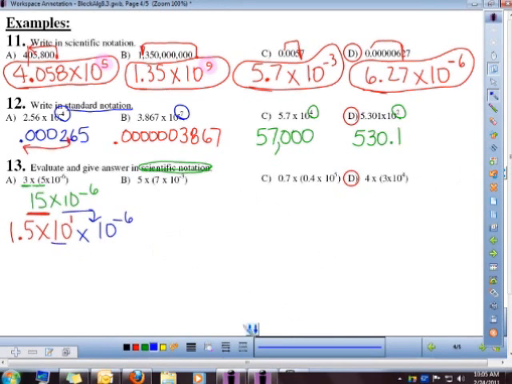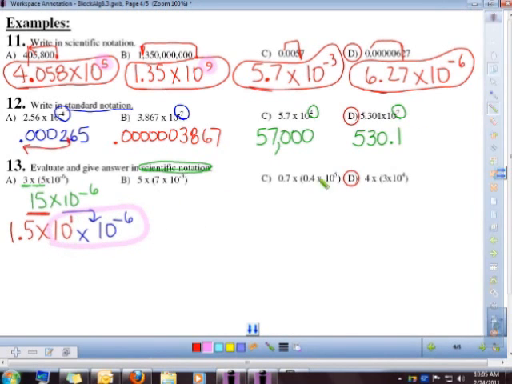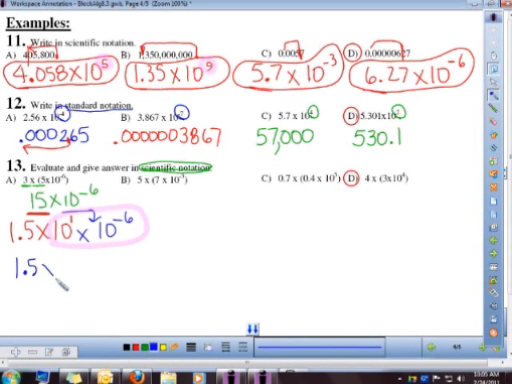Now we're going to put our like bases together. So we're going to have 1.5 times 10 to the -5. Very good.